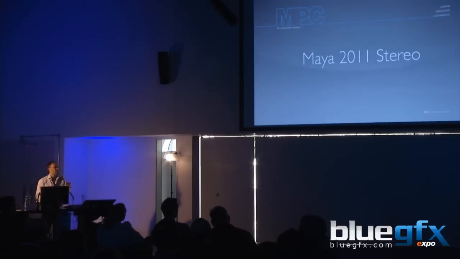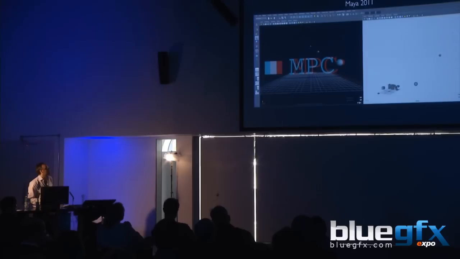I'll just show a little example in some 3D software of what that would look like in practice. Sometimes it helps people visualize what we're talking about. I've got here two views in Maya 2011. One is a view of the anaglyph of the world, on the right-hand side, with two cameras, in that case parallel cameras, with a little cube on the left-hand side, the MPC logo in the middle, and then three little spheres that go further away in the distance.